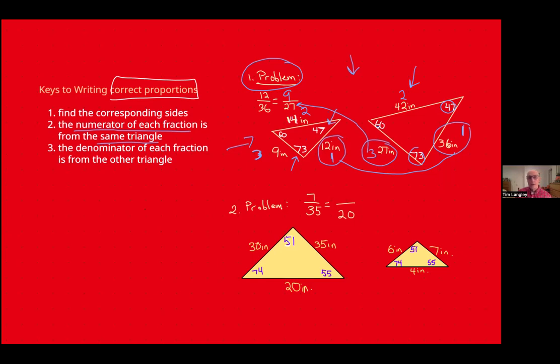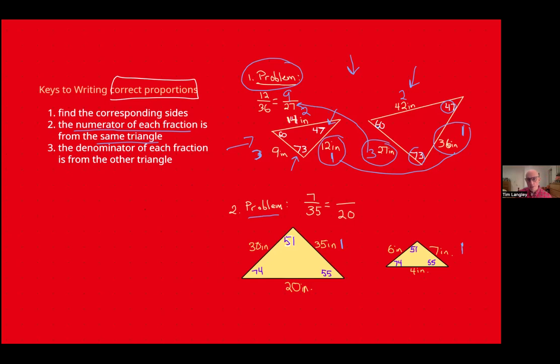Let's take a look at the second example, problem number 2 here. It says 7 over 35 equals what over 20? So let's call this 7 our number 1, and it goes over 35, so we're going to call this our number 1. And again, I highly recommend you take your bright colored pencil and do the same thing I'm doing, so it makes it easier and so you don't get them confused. Equals something over 20.